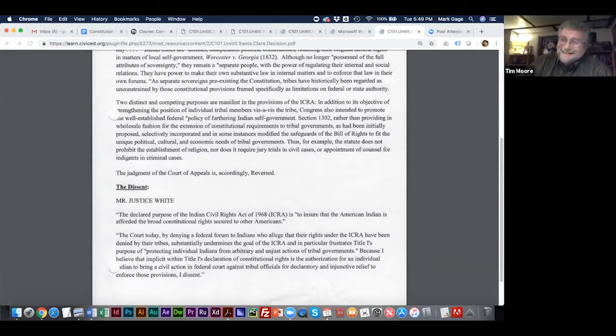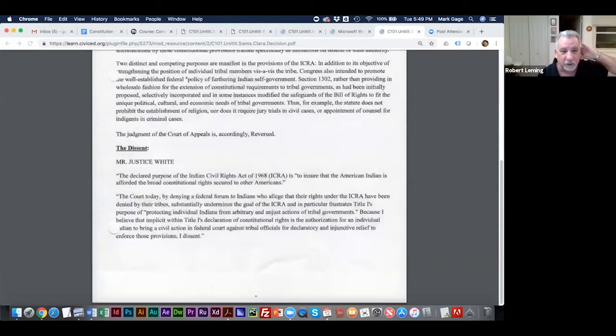Now there was a dissent in this, and I think it's worth listening to because it articulates what we just discussed with those dissents.